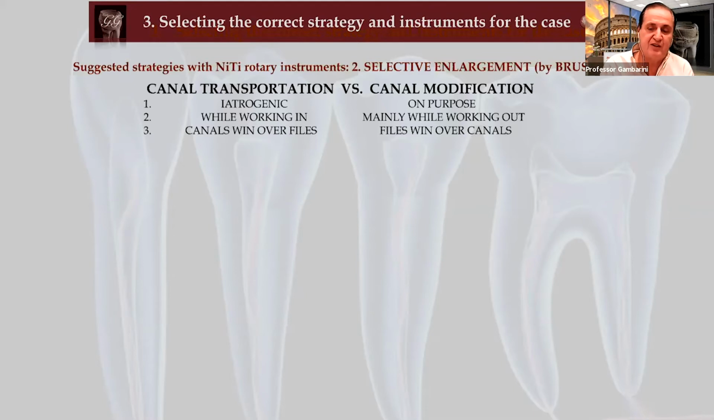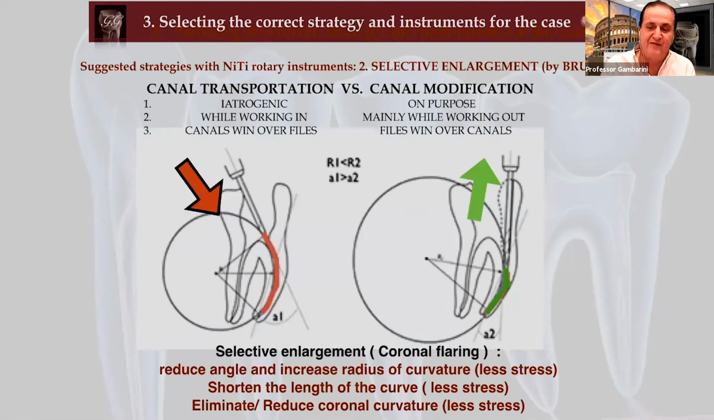And in canal transportation, the canal wins over the files. So the canal, the curvature, makes the file not work in a proper way. And with canal modification, the files win over the canals because the file modifies the anatomy to make it, in a certain way, easier for the treatment. So this can, from an engineering point of view, very easily be demonstrated: selective enlargement, the coronal flaring, reduces the angle and increases the radius of curvature, less stress; shortens the length of the curvature, less stress; eliminates and reduces coronal curvature, less stress.